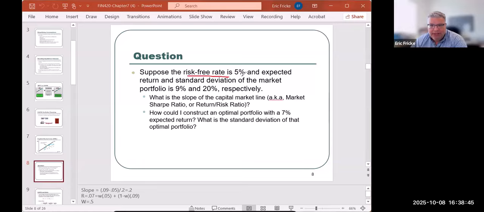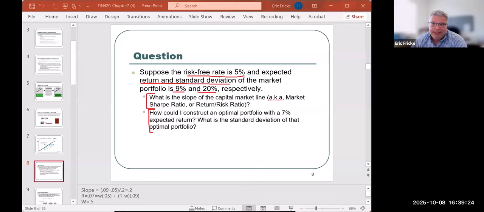Let's suppose the risk-free rate is 5%, and the expected return and the standard deviation of the market portfolio is going to be 9% return, 20% standard deviation. So a couple questions here. First off, what is the slope of the capital market line, aka the Sharpe ratio? And then the second question is, how would you create a portfolio that had a 7% expected return? And what is the standard deviation of that portfolio? So go ahead and pause if you want.